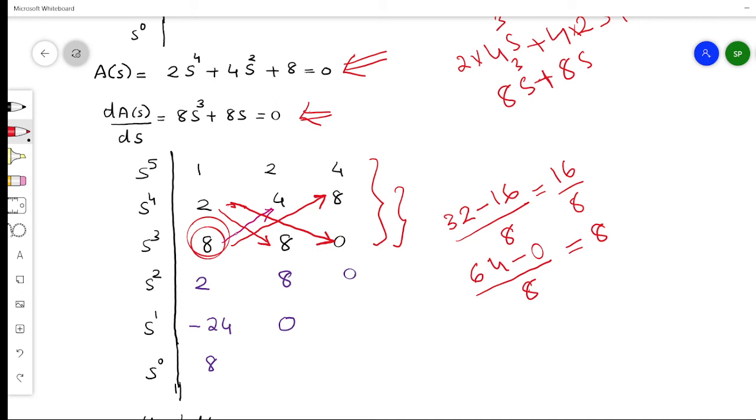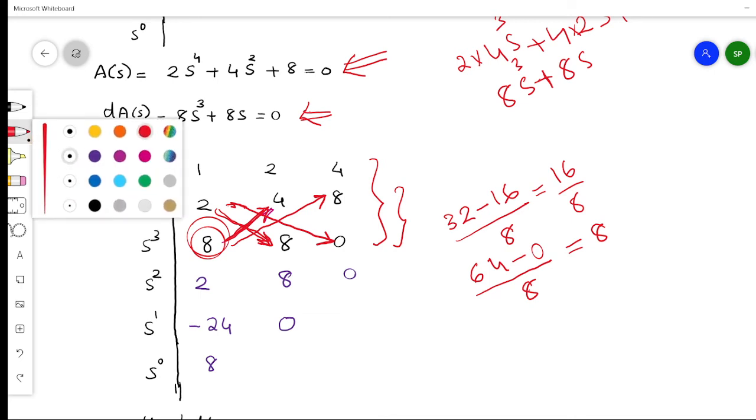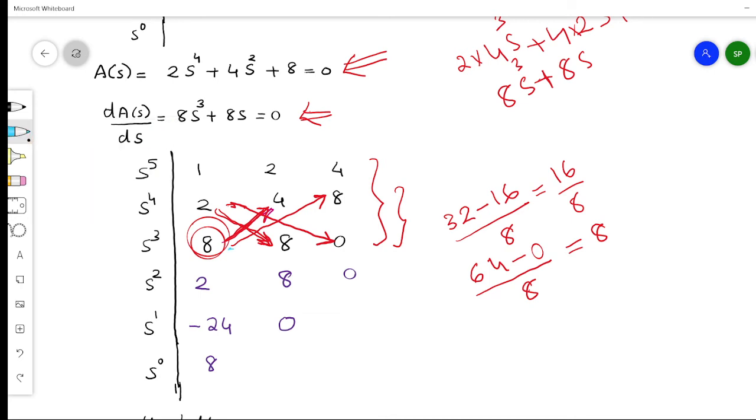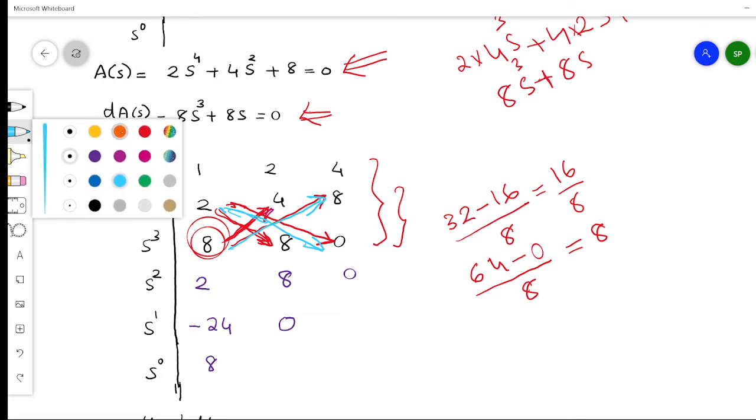So the first multiplication is 8 into 4 minus 2 into 8. And the second multiplication, I'll use a different color, is 8 into 8 minus 2 into 0. Okay, so this is the second multiplication. Now you got 2, 8 as the fourth row. Now we can find the fifth row element, corresponding to s raised to 1.